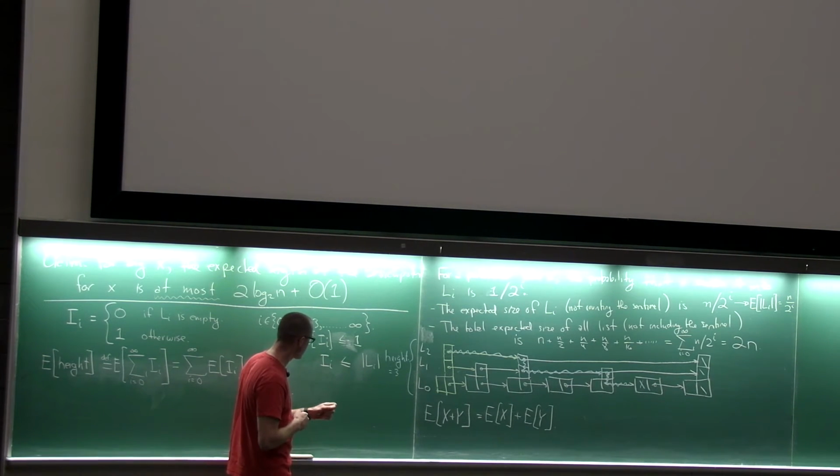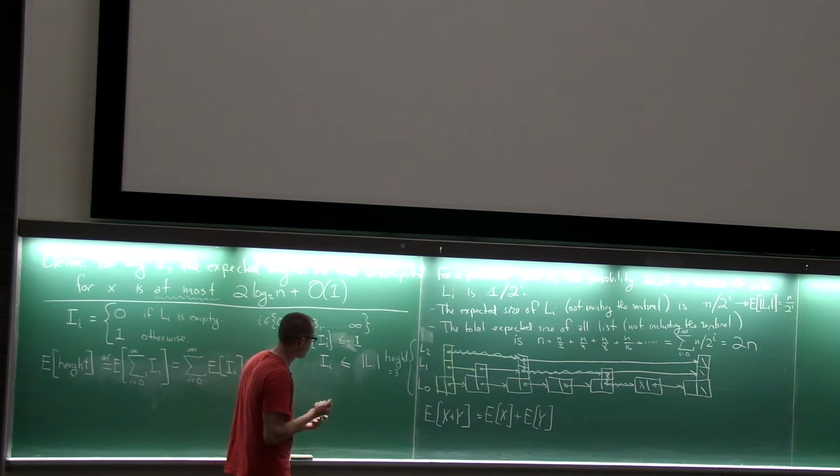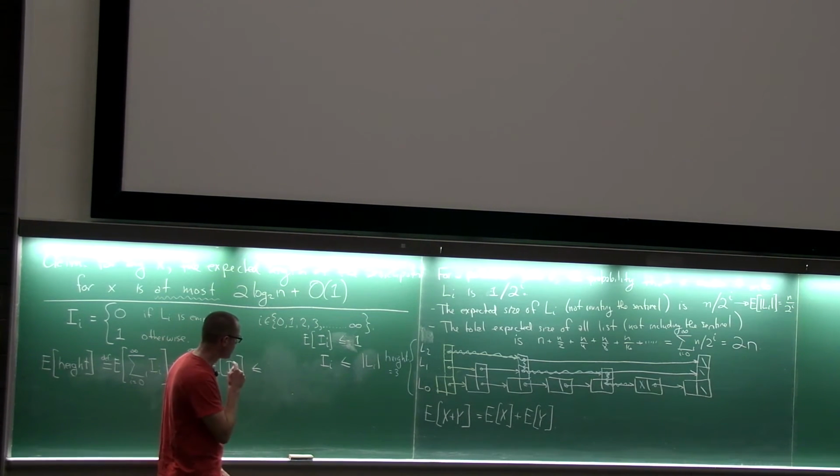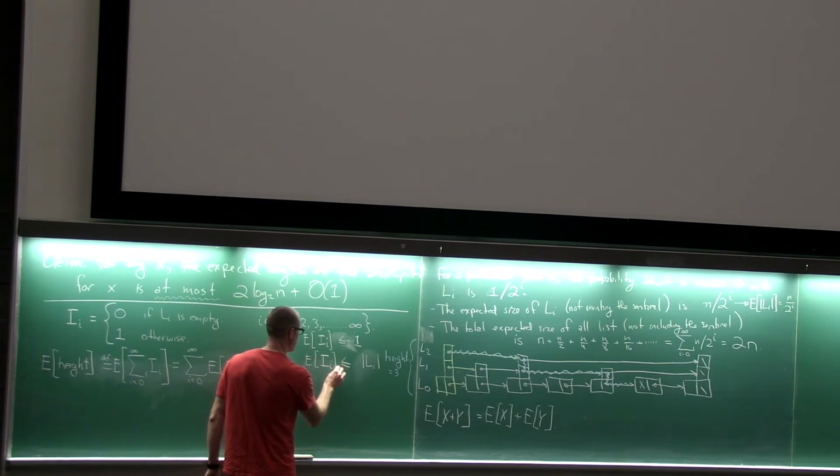So it's really the case that I sub i is less than or equal to the length of L sub i. In fact, I sub i is just somehow a truncation where we replace the length of L sub i with the min of the length and 1. All right, so if this is true deterministically, then it's true when we take expected values.